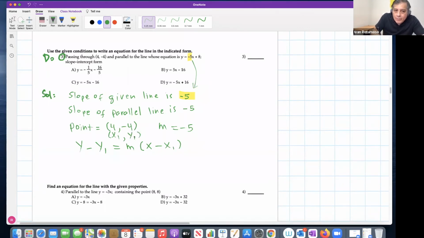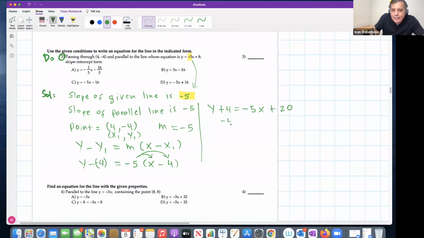Labeling this as x1 is y1, this will be y minus 4, but this 4 is negative. So let me write it inside parentheses: y minus -4, slope -5, x minus 4, right? Let's do the math here. Minus and minus is plus, so y plus 4 equals, applying the distributive property, -5x, -5 times -4 is plus 20. Subtracting 4 from both sides of the equation leads to this: -5x, 20 minus 4, just +16, right?